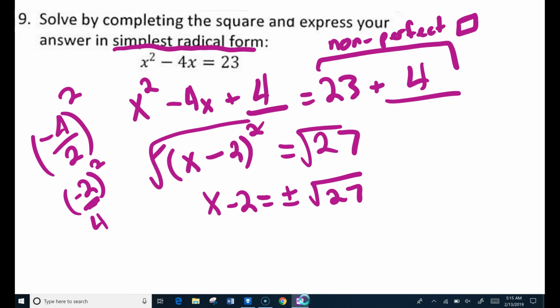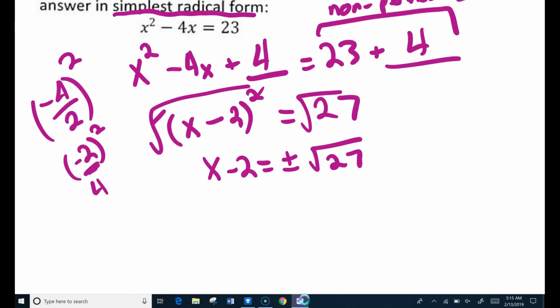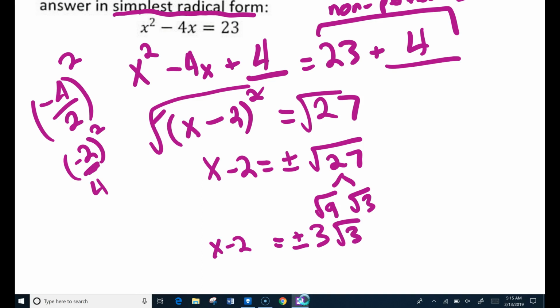And now radical 27, if I'm thinking about that, 27 isn't a perfect square, but I know two numbers that multiply to 27 where one of them's a perfect square, and that's 9 and 3. So if I break up radical 27 into radical 9 times radical 3, I have x minus 2 equals plus or minus. Radical 9 is just 3, and there's nothing I could do with radical 3 because it's already simplified and it's not a perfect square.